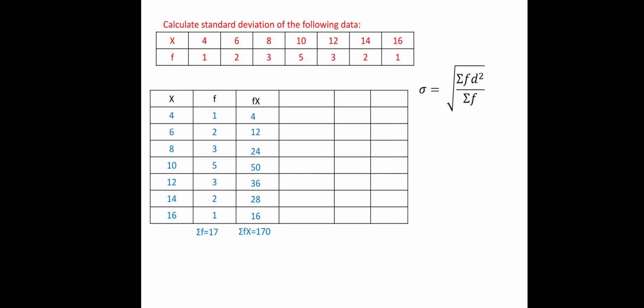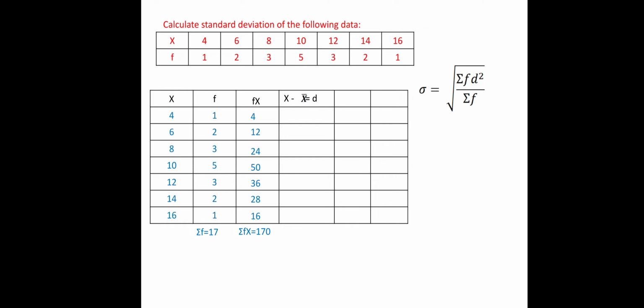Next, as you can see in the formula, we require the value of d. So how to calculate d? D is calculated like this: x minus x bar is equal to d. Like in the previous case we wanted small x, similarly here d is calculated by x minus x bar is equal to d. D is the deviation. Okay, so x minus x bar is equal to d.